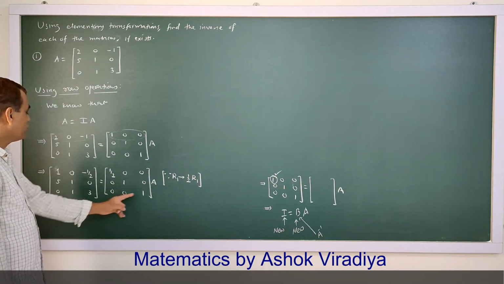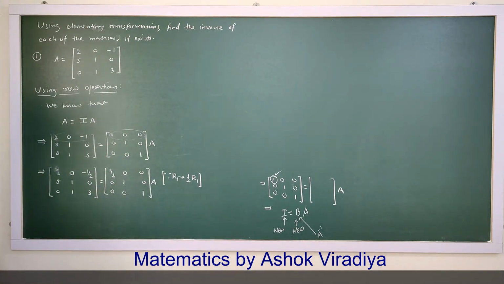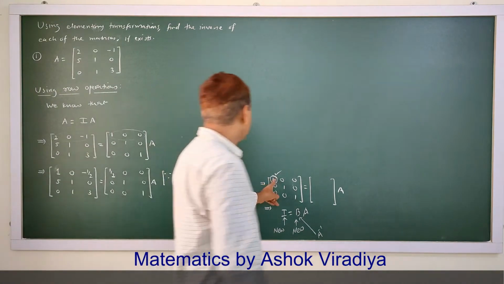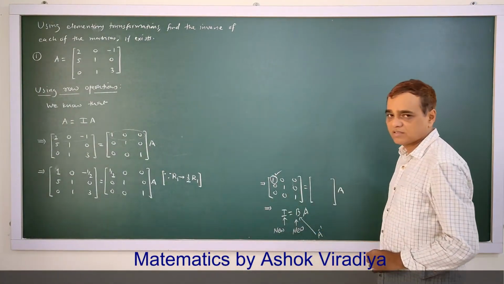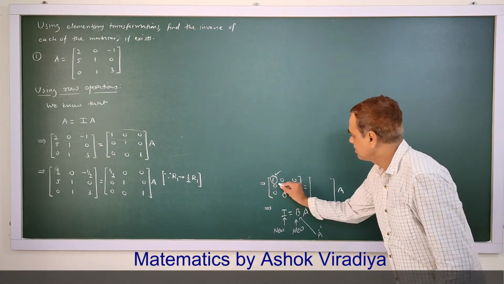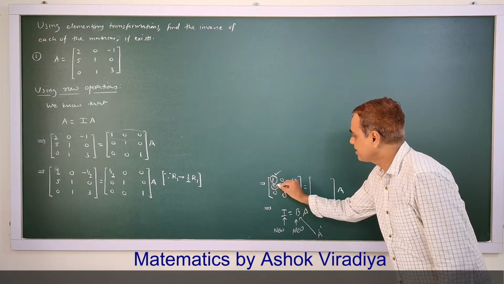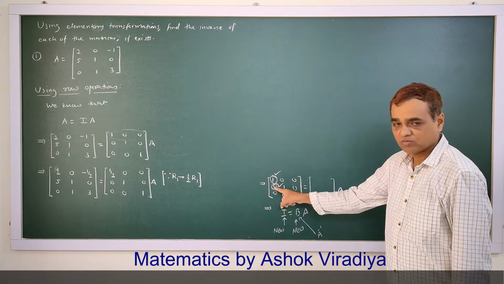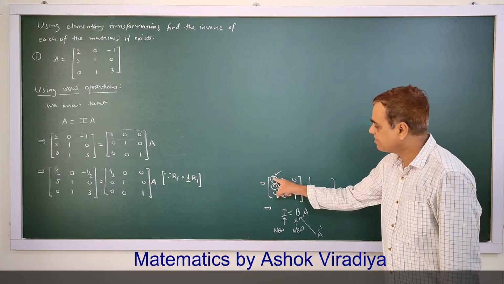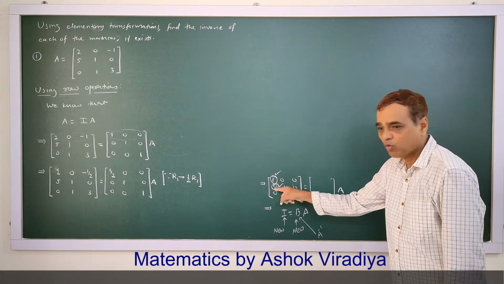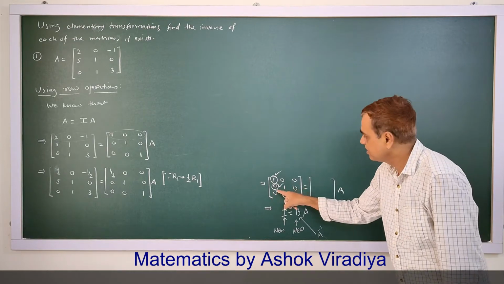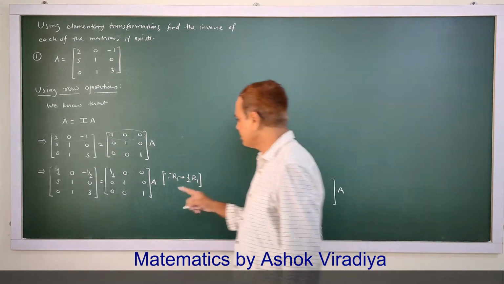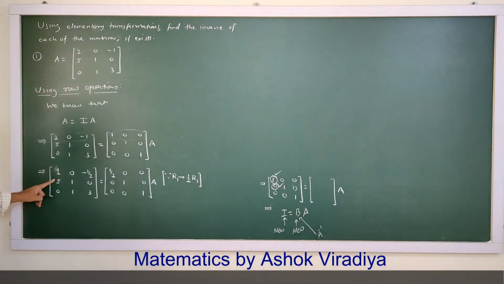Second and third row as they are. So one is created. Next step, concentrate here. Then next step, create 0. After 1, get 0. Go through column. Now here we are going to create 0. Here I want 0.